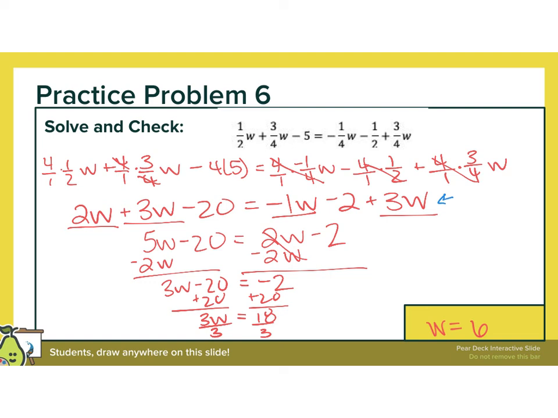So 2 times 6 is 12, plus 3 times 6 is 18, minus 20, negative 6, minus 2, plus 18. This is 30. 12 plus 18 is 30. 30 minus 20 is 10. 6 and 2 is negative 8. Negative 8 plus 18 is 10.